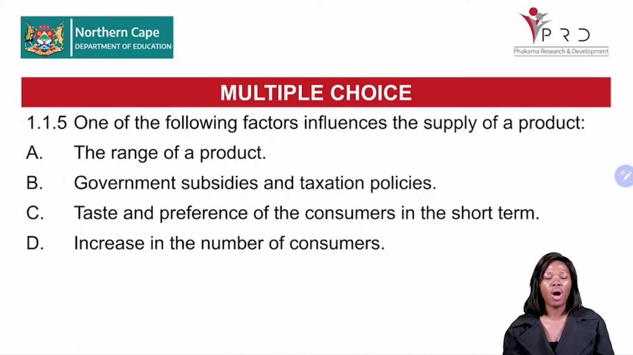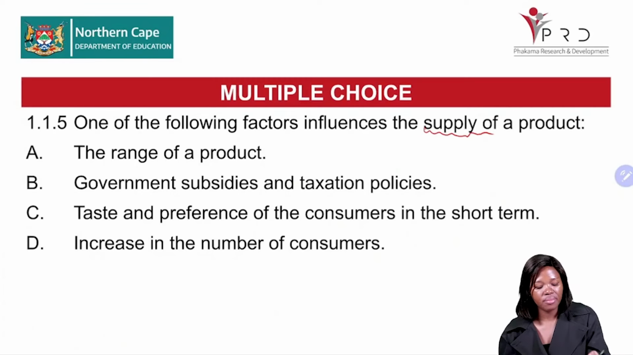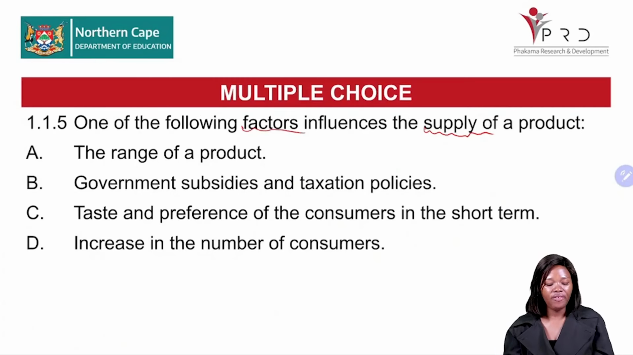Now let us move to 1.1.5. One of the following factors influences the supply of a product. Now, the range of a product, does that affect the quantity supplied, or the quantity that a supplier or a producer is willing to sell at a specific time? The range of a product.